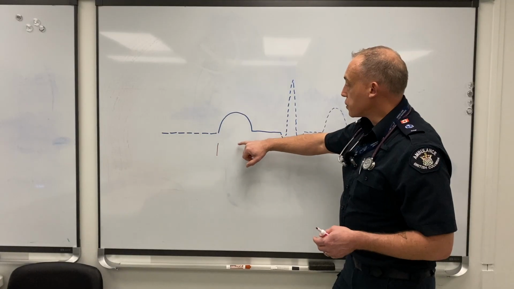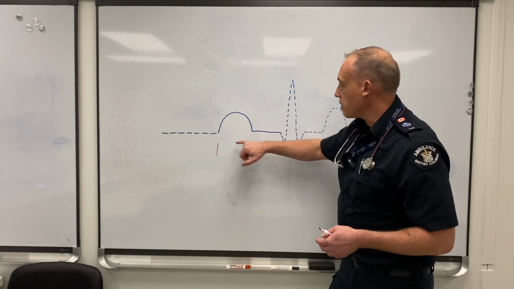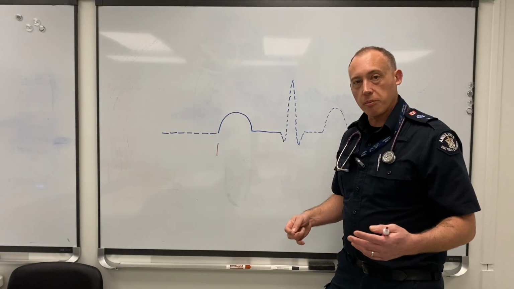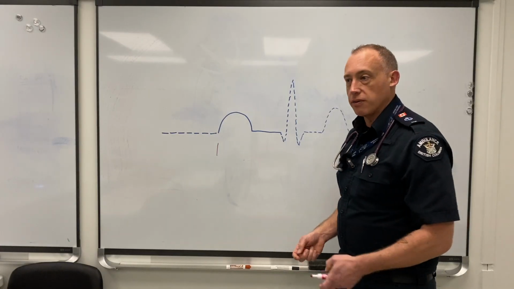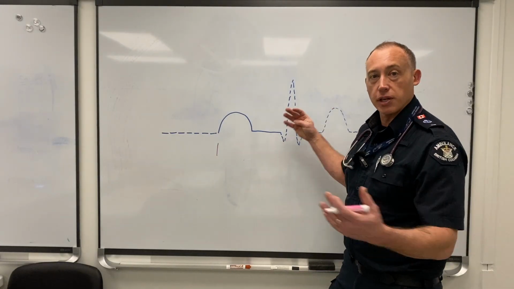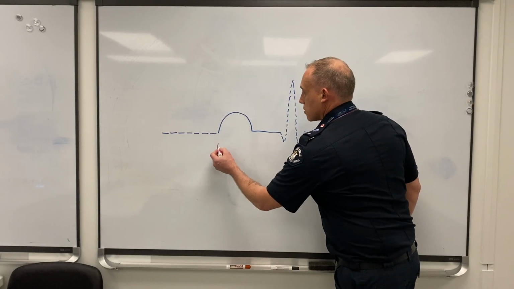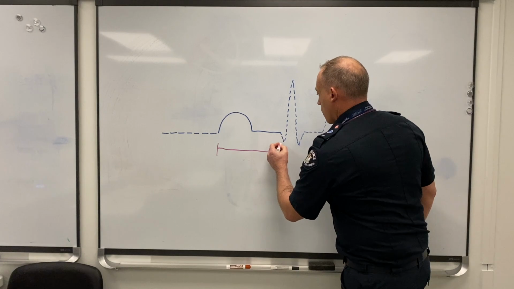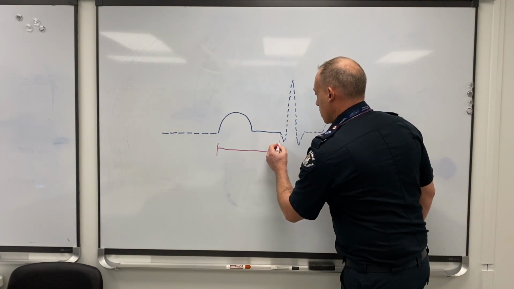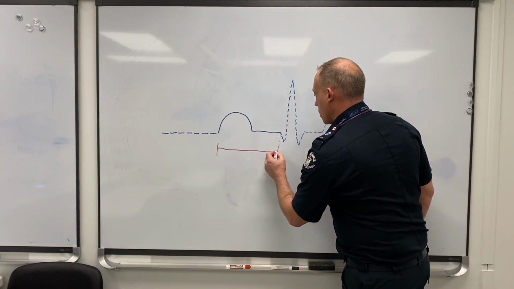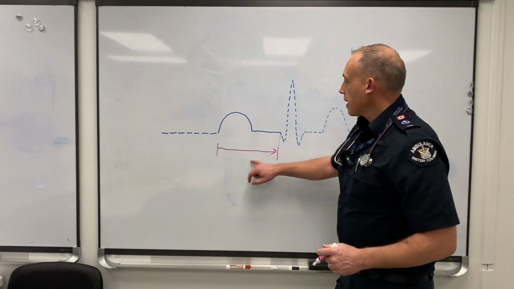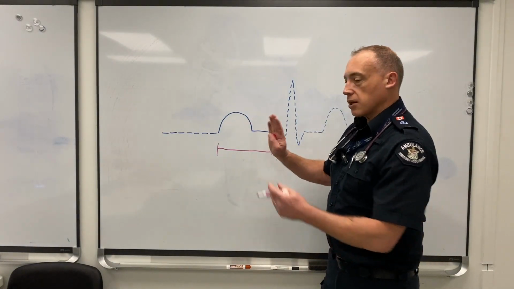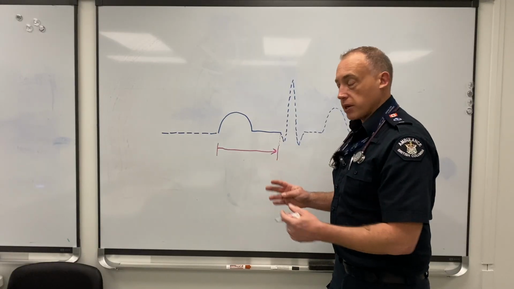So what we're measuring is the time from the start of the P wave to basically the QRS complex, but we call it the PR interval because the R is a predominant factor in the QRS complex. So the PR interval goes from the start of the P wave right to the start of the QRS complex. And this is measured in time. So we take a look at how many of those boxes it is and we measure it.